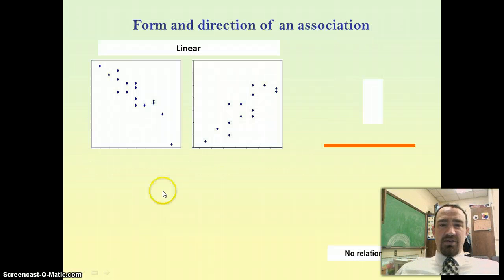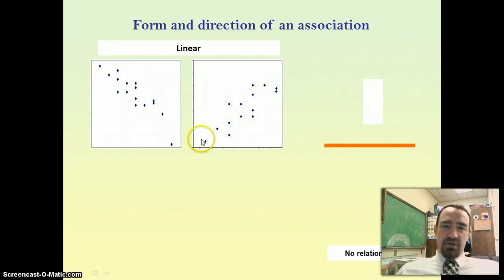Let's take a look at some different forms. Here's an example of linear forms. Here's one that's got a negative direction to it. Here's one that's got a positive direction. You can see that neither of these is a perfectly straight line of data. That would be very, very rare. Instead, the data kind of falls in a little bit of a cloud, but we can clearly see a line that could go through this and be a good representation of where the data is going.